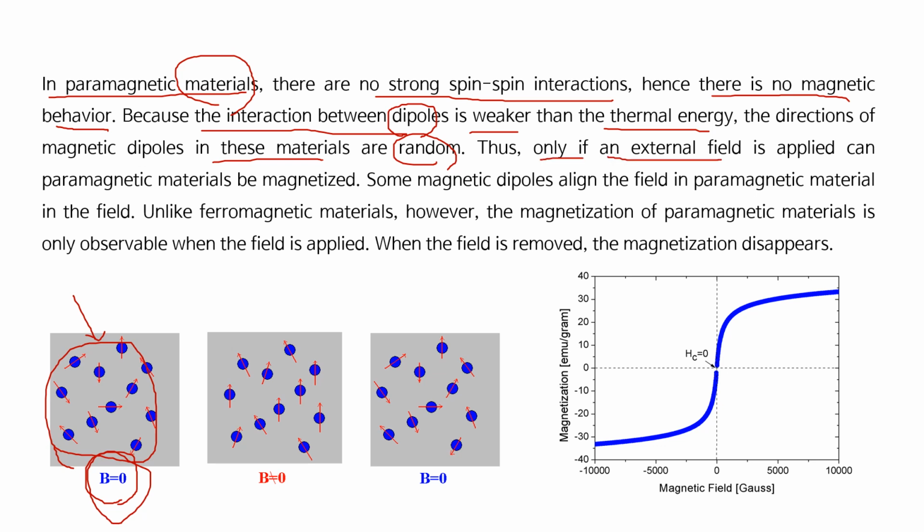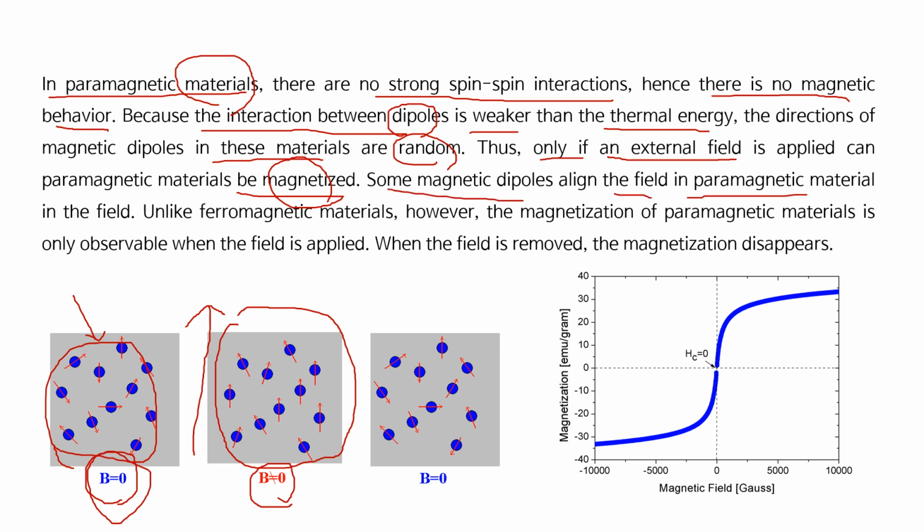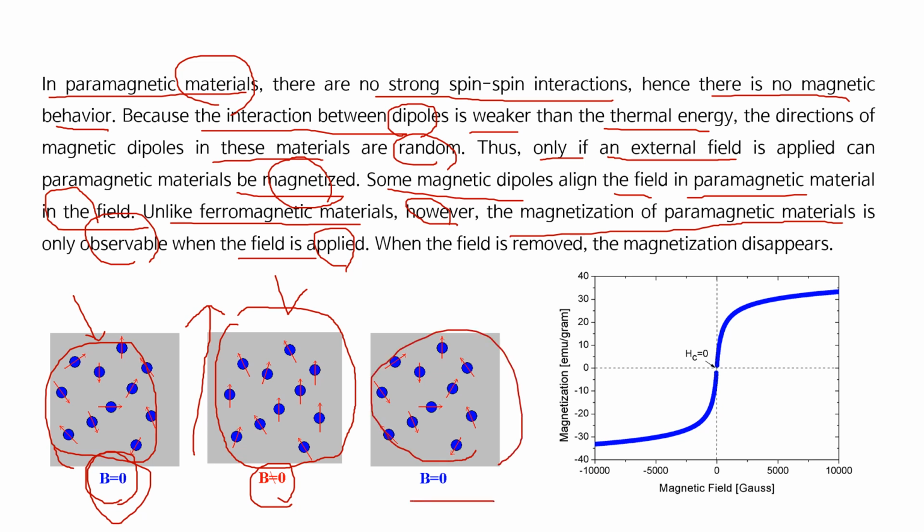Thus, only if an external field is applied can paramagnetic materials be magnetized. We apply the field, then some dipoles align to the field, so we can see the magnetic behavior. However, the magnetization of paramagnetic materials is only observable when the field is applied. If we remove the field, then the directions of dipoles become random again, so no magnetic behavior. When the field is removed, the magnetization disappears. Okay.